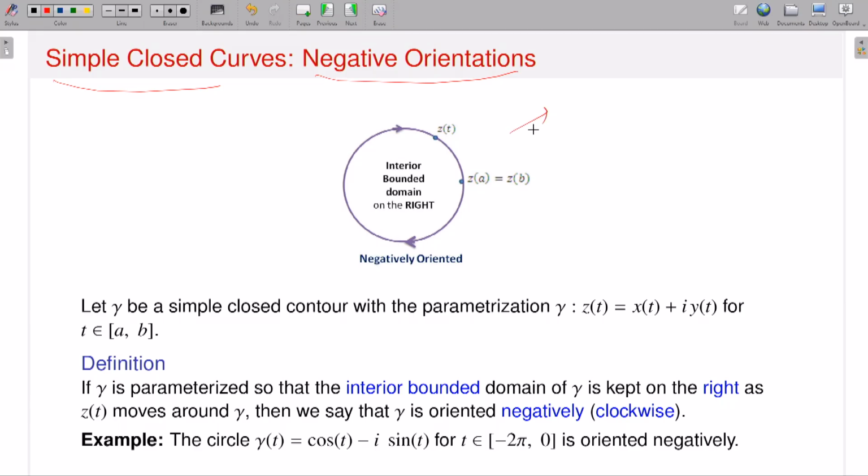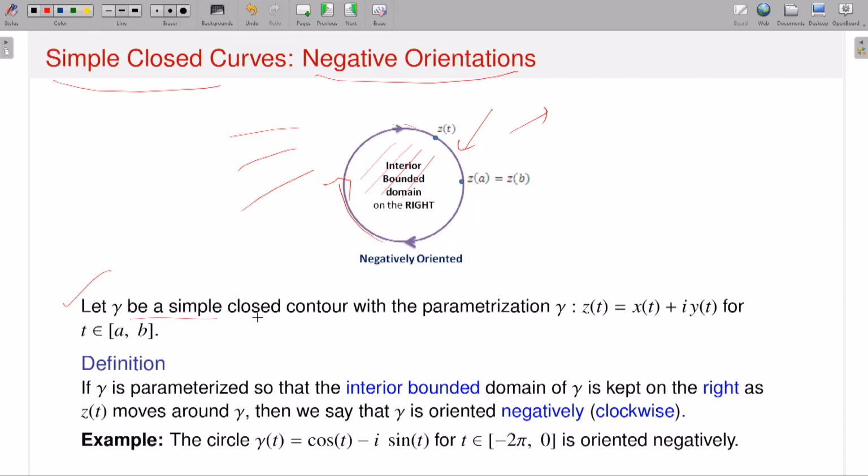Look, same thing. Suppose I have this kind of curve, and I am giving the negative orientation. That means I should move along my curve in such a way that the interior bounded domain is always on my right hand side and the exterior unbounded domain is on the left hand side. If I have that kind of orientation or direction, then I will say that this is a negative orientation.